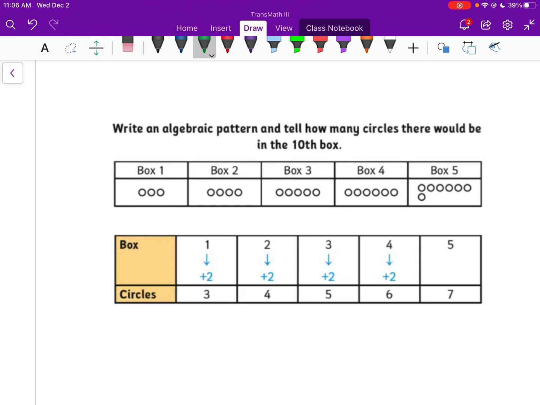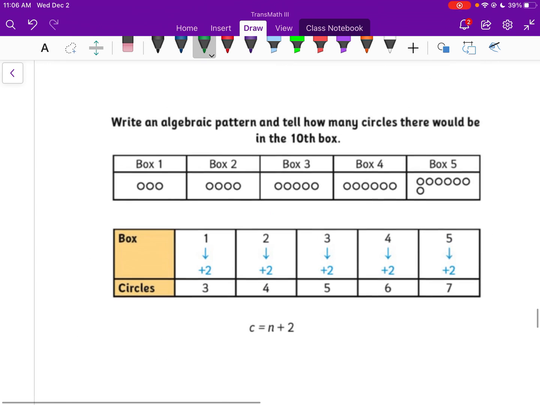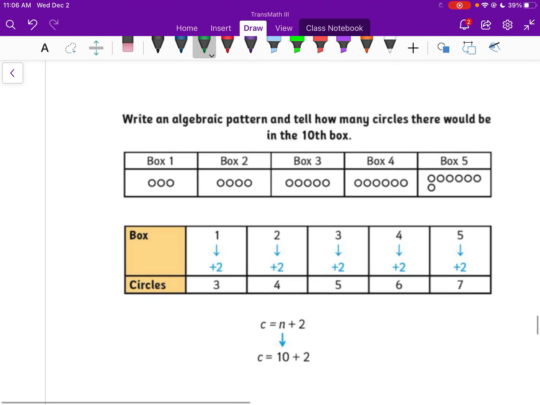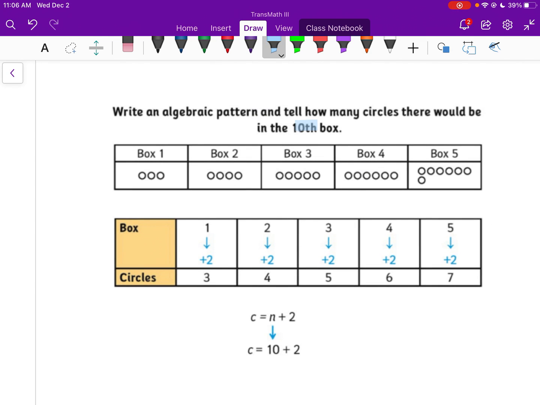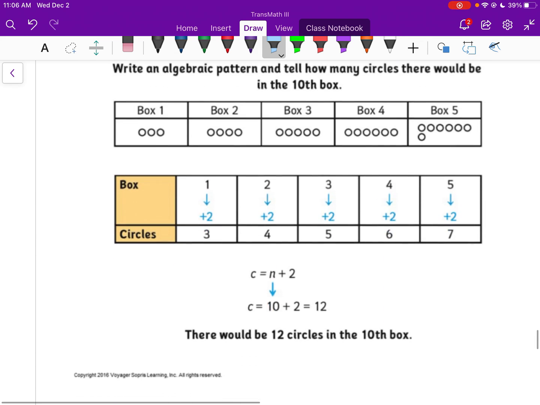Okay, and again, we're writing an algebraic pattern that tells us how many circles there would be in the 10th box. Okay, so we need to write that pattern. In this case, it's always the number of circles is equal to the box number plus 2. Okay, so if we're figuring out the 10th box, and again, n is representing the box number, so we replace it with 10. 10 plus 2 will give us 12, which is telling us there would be 12 circles in the 10th box.